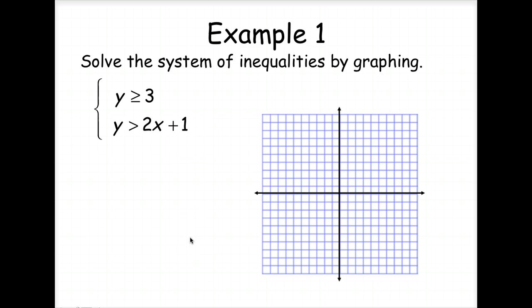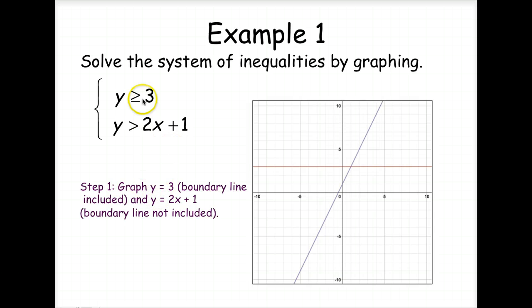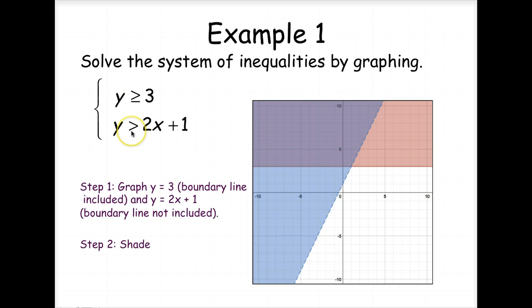So let's look at this inequality. It's already solved for y. So let's start by graphing where y is equal to 3. And then we're going to graph where y is equal to 2x plus 1. So 1 and then up 2 over 1. Notice the boundary lines are not included yet. This one's going to stay solid. This one's going to become dashed.